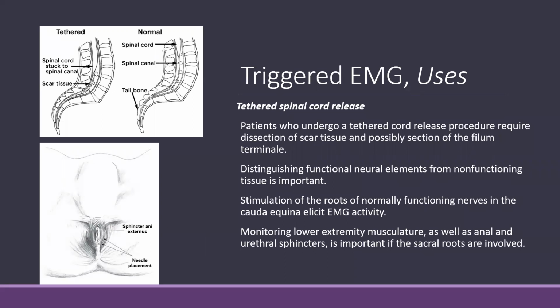To monitor the anal sphincters, you would place bipolar EMG needles on each side of the sphincter so that you can monitor left and right side.